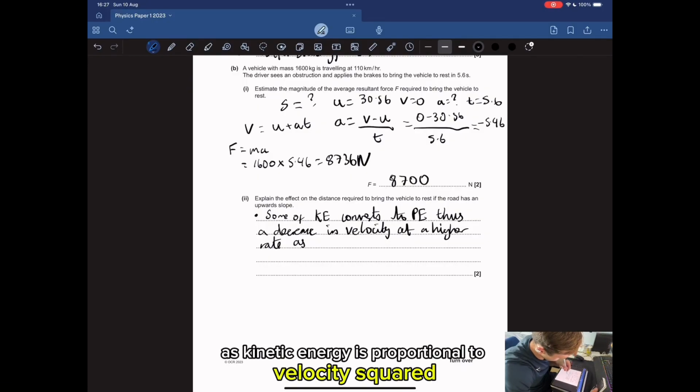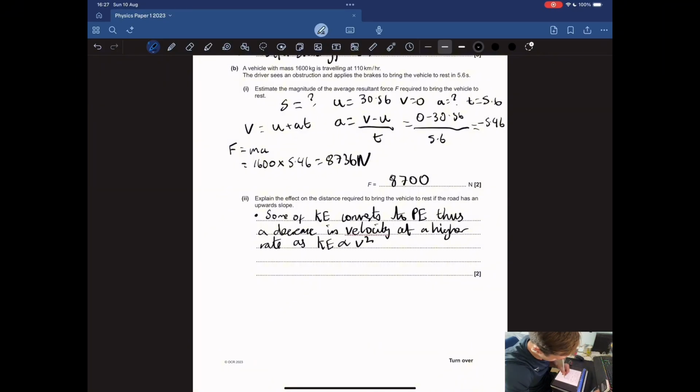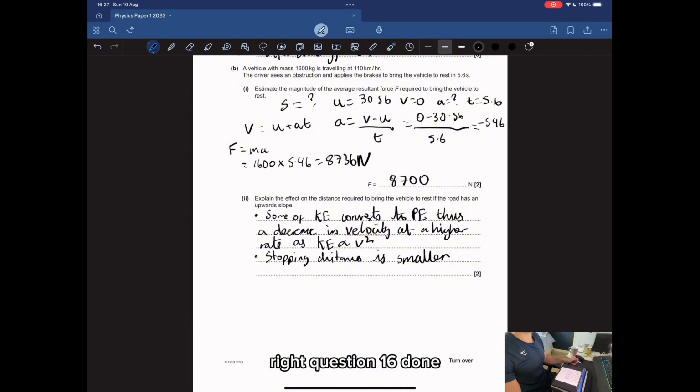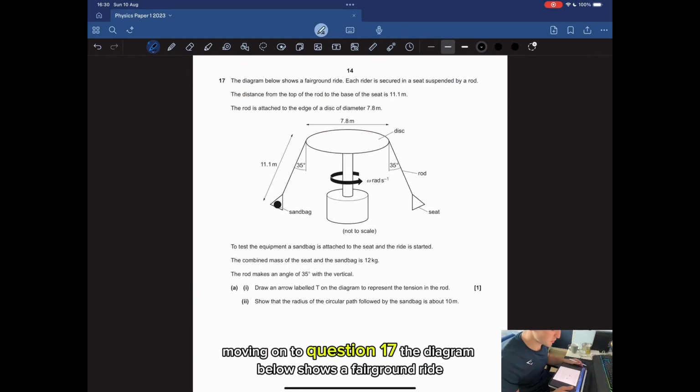As kinetic energy is proportional to velocity squared, therefore stopping distance is smaller. Right, question 16 done. Moving on to question 17.